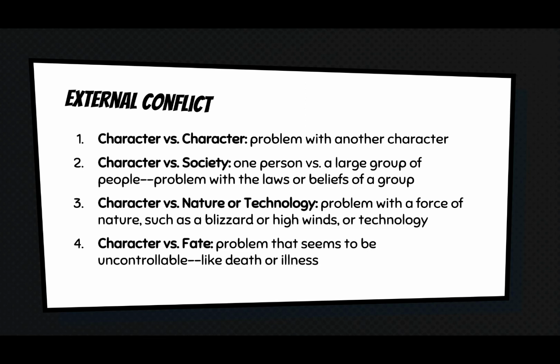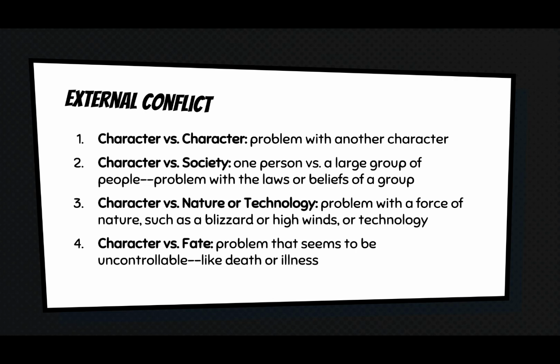Number 2 says character versus society. Another type of external conflict, something that's outside of the character, is where we have one character or one person versus a large group of people or a large group of characters. So this might happen where there's a problem with the laws or the beliefs of a group. We have one character who is against many other characters.